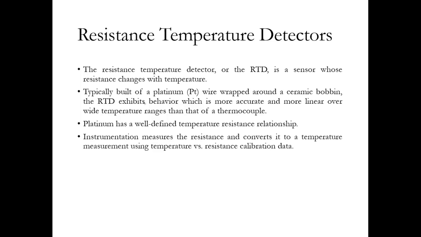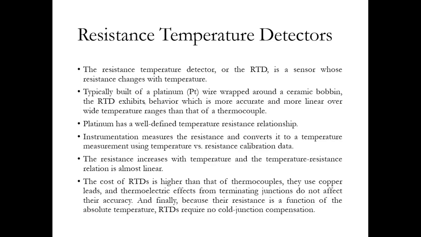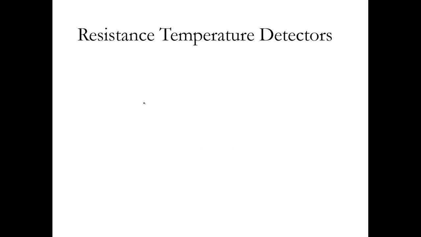So in the instrumentation, we measure the resistance and convert it to the temperature measurement using temperature versus resistance calibration data. The cost of these is not generally higher than thermocouples. They use copper leads, and obviously we have to trade off between the use of thermocouples or the RTDs. They don't require any kind of junction. So they have some advantages in terms of their usage, application and deployment, but in terms of cost they are expensive.